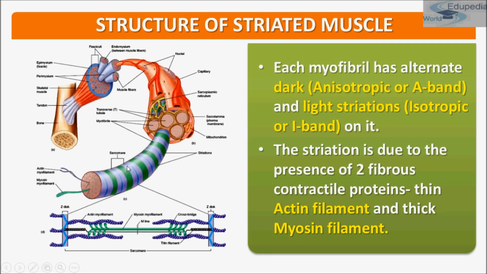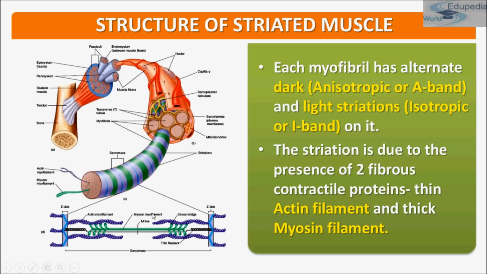Okay, these two Z lines are known as a sarcomere. Skeletal muscles have striations, and that's the reason they are also known as striated muscles. This is due to the appearance of actin myofilament and myosin myofilament. This is the zoomed view of actin myofilament, and this is the zoomed view of myosin myofilament.